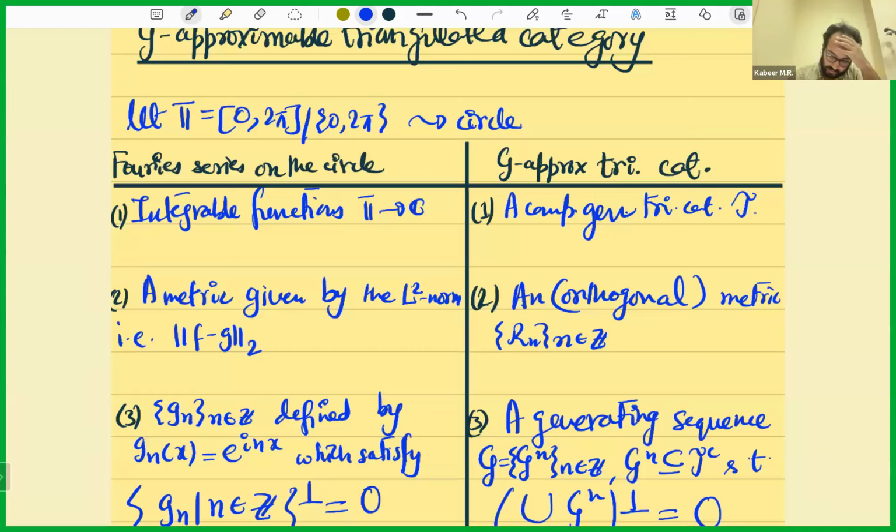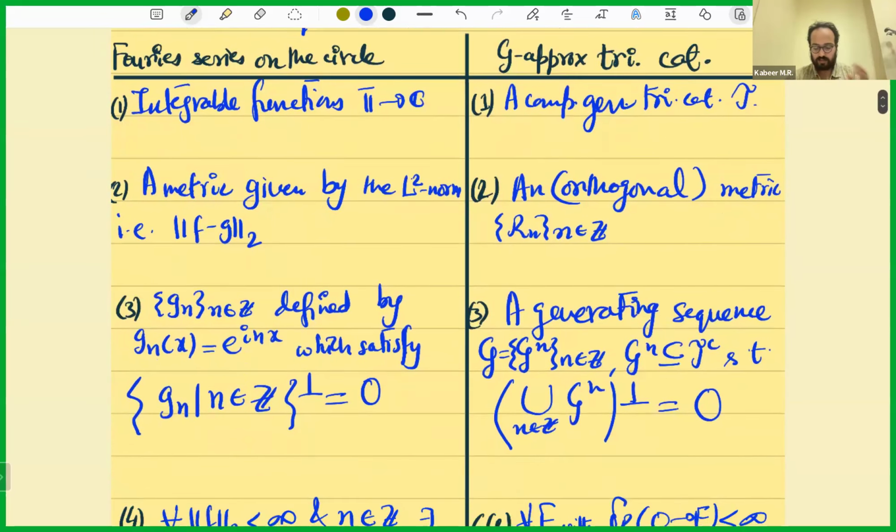Similarly, on the right-hand side, it's part of the datum of a G-approximable triangulated category that there is an orthogonal metric on the category. I've not defined what an orthogonal metric is yet, but the point is that it is in particular an extended good metric. So that is all one needs to think about at the moment, and I'll come back to the definition of an orthogonal metric in a bit.